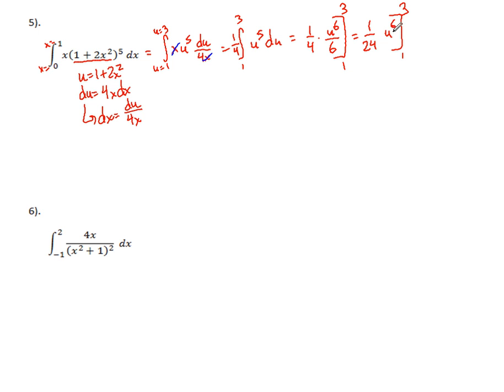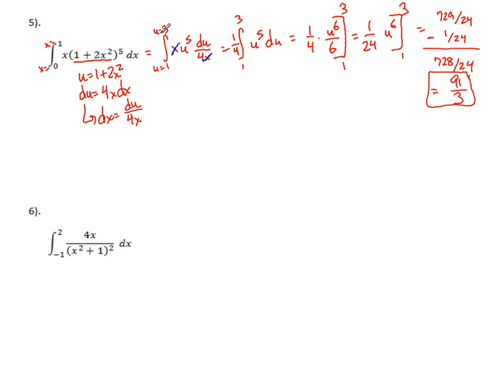So all I have to do from here is I need to just plug in these values. Well, when I plug in 3, u to the 6th becomes 729. 3 to the 6th is 729, and it's over 24. So I'm just going to do that right there. And then 1 to the 6th is 1 over 24 as well. I take these numbers, I subtract them, I would get 728 over 24, which I could leave it just like that, or I could reduce that if I can, which would become 91 over 3, or your calculator would say like 30.3 repeating.